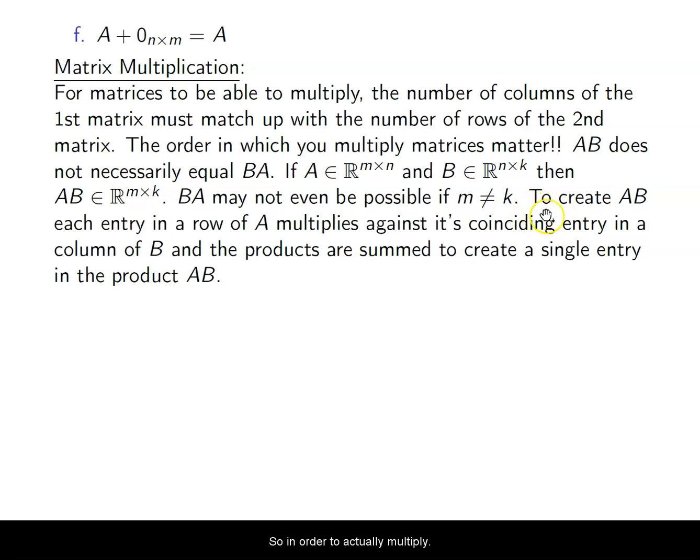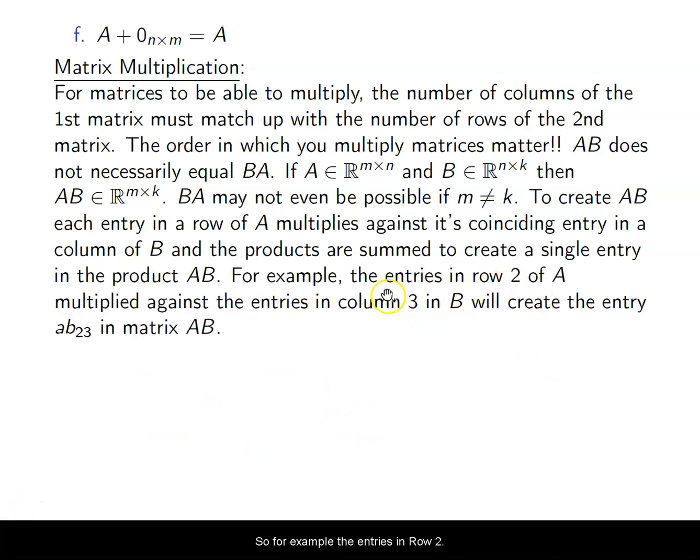So in order to actually multiply this product together, okay, we're looking at each entry in the row of A, and we're multiplying that row vector times the coinciding column vector of B, and we're multiplying each entry together and adding them together as a sum to make a single value in the product of AB. Okay, and we do this by row and column. Okay, so we look at the rows in the first matrix and the columns in the second matrix.